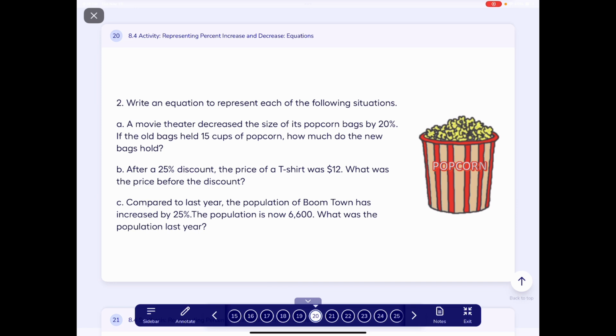And C, compared to last year, the population of Boomtown has increased by 25%. The population is now 6,600. What was the population last year?